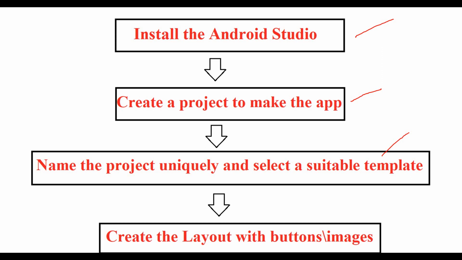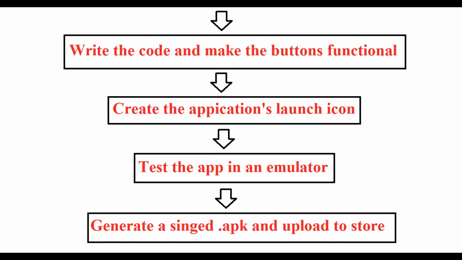Either we can choose empty activity and then build on it. We'll have to write the code in the layout for that, or we can select a pre-populated template, which will save us some time. Okay, so create the layout with the buttons and the images, which we did, and then write the code and make the buttons functional. This we did as well in the main activity. We wrote the code for the application, and then for each button we created an on-click listener, right? Because every time a button is clicked, we are going to listen to that, and inside the on-click listener we performed the addition and subtraction, whatever was supposed to be done, right?